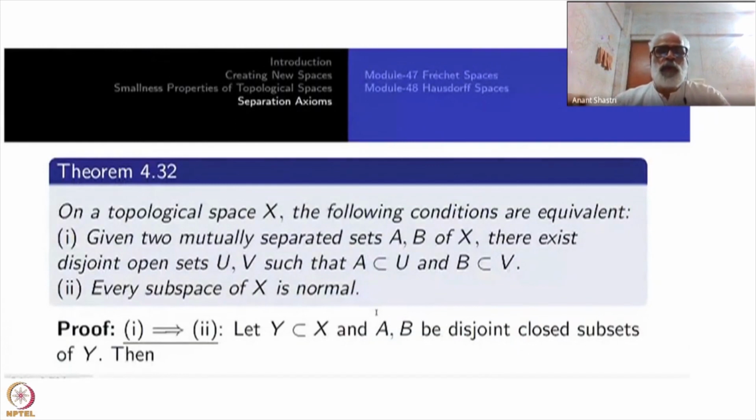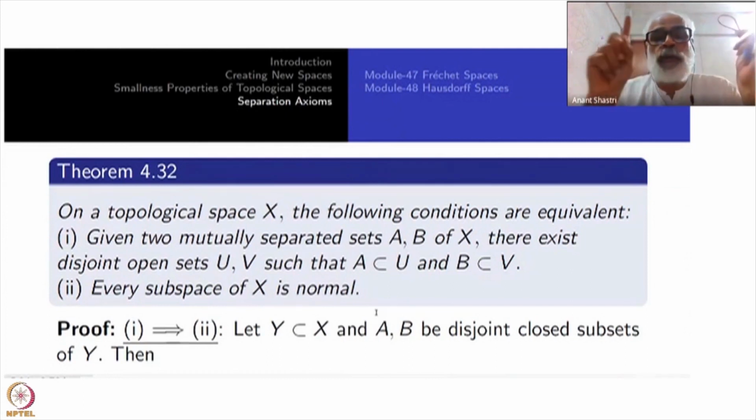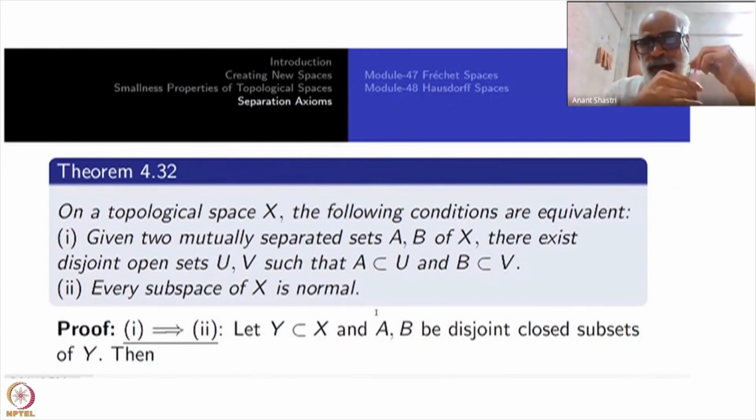Now, what is that good for? Let us see now. On a topological space X, the following conditions are equivalent. Condition 1: given two mutually separated subsets A and B of X, there exist disjoint open subsets U and V such that A is contained inside U and B is contained inside V. Now, you see, this is definitely a stronger condition than normality. Why? Because in normality, I started with A and B closed subsets, right? Then automatically they are mutually separated. This condition is satisfied.